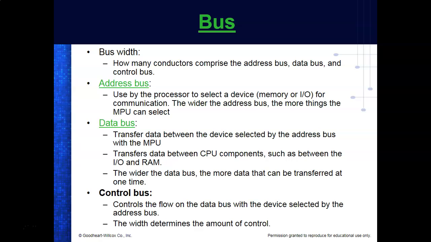Then we have a data bus. The data bus is a bidirectional bus. So it means it can communicate in 2 directions, but not at the same time. So they're what we call half duplex. It transfers data between the device selected by the address bus and the CPU. It transfers data between components, such as between I/O and memory. The wider the data bus, the more data that can be transferred at one time.